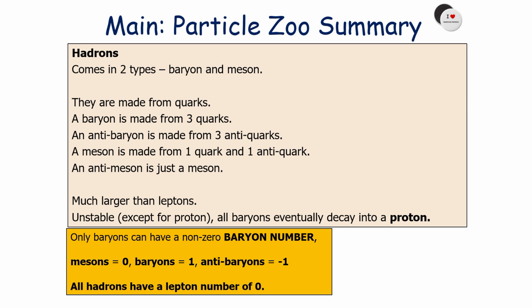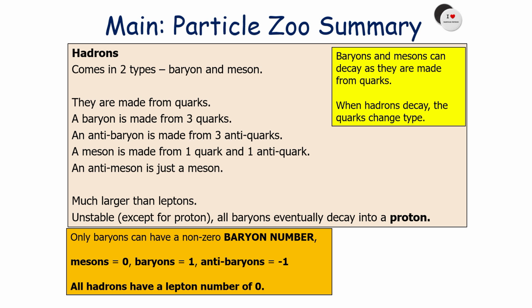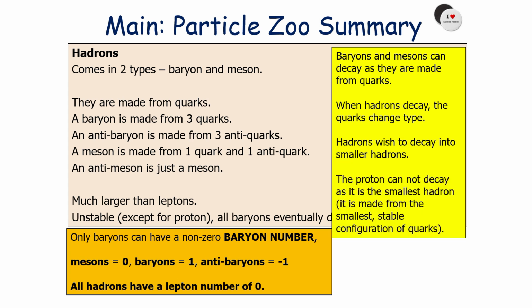Now they're much larger than leptons, they're unstable, but all baryons will eventually decay into protons, and only baryons can have a non-zero baryon number. So mesons equals 0, baryon 1, antibaryon -1. Now baryons and mesons can decay as they're made from quarks. When hadrons decay, the quarks change type. Hadrons that decay can decay into smaller hadrons.